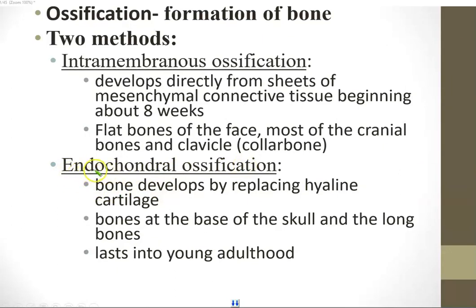Endo means into, chondra means cartilage. So this one starts off as cartilage on the inside, and then it becomes bone. This is how bone replaces hyaline cartilage. The majority of the bones in your body were developed by endochondral ossification. So pretty much from the base of your skull down, with the exception of your clavicle, your collarbone, those are all endochondral ossification. The majority of your bones were endochondral.